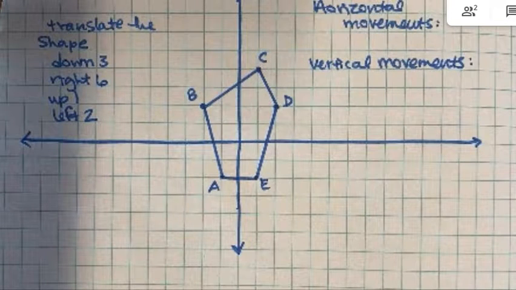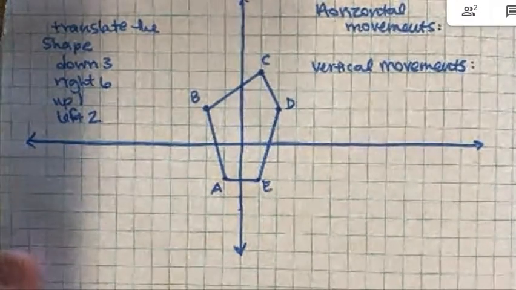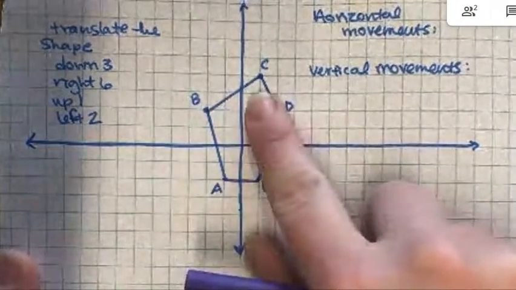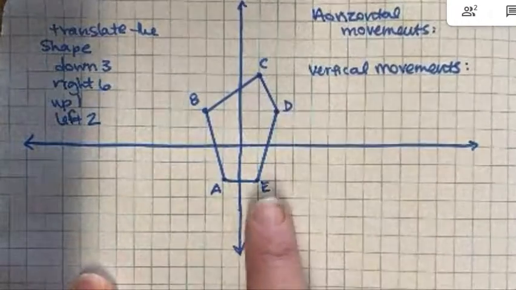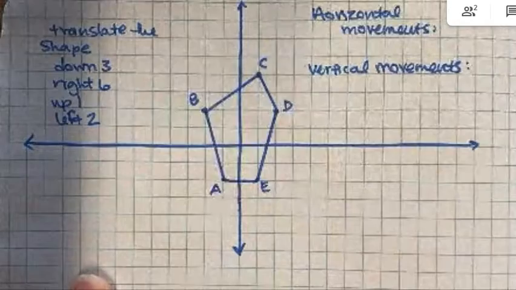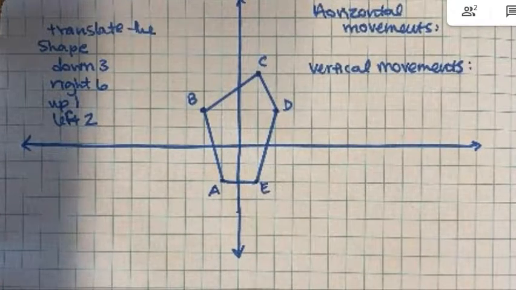Hi, 8th graders. We are going to look at some translations. We're going to just figure out how to translate a shape on a coordinate plane. So we have this polygon A, B, C, D, E, and we are going to figure out what sort of movements we can make on this that will affect its X or its Y values.